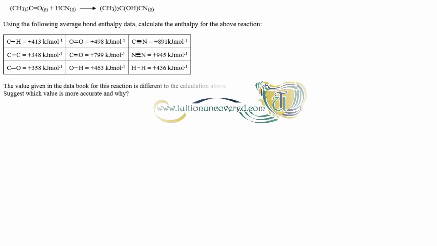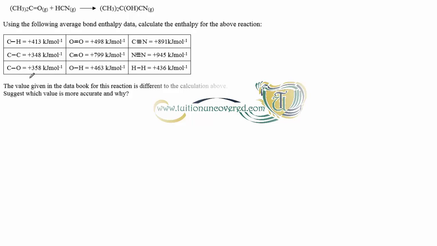And continuing. So, here we have a compound. Don't worry about what this compound is. It's reacting with hydrogen cyanide to produce this compound. Use the following average bond enthalpy data to calculate the enthalpy for the above reaction. Now, I'd like you to appreciate, based on what you understand of how the covalent bonds are made with these atoms, what you think the displayed formula would look like for this, and of course for this, and therefore what the displayed formula for this would look like.